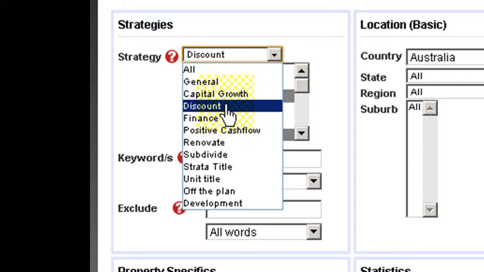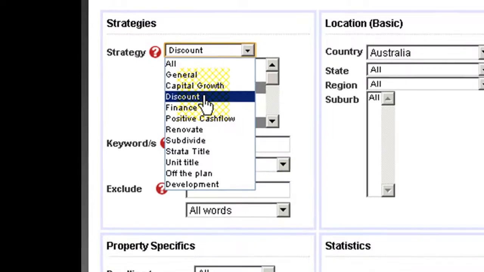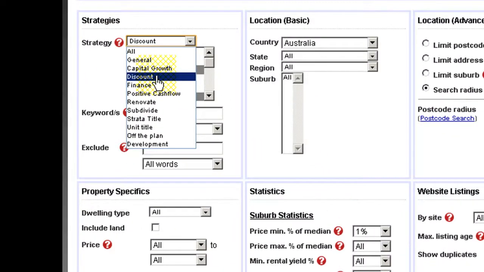Well, agents and vendors are going to use certain words or phrases to describe their property when they list it for sale. Of course, under discount, we're going to find words and phrases like heavily reduced, below valuation, must sell, vendor going overseas, that kind of stuff. Under finance, we're going to find things like no deposit, low deposit, vendor finance. If we're looking for positive cash flow real estate, then things like granny flat, high cash flow, high yield, double income, that kind of stuff is going to be helpful. And then with properties that we're looking to renovate, then renovation, renovator, TLC, do up, potential, that kind of stuff.